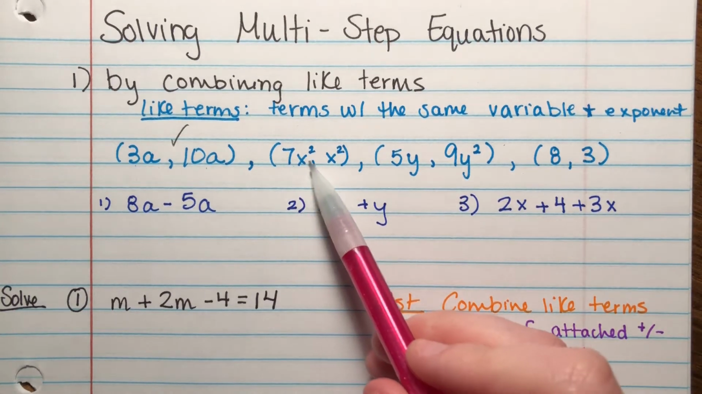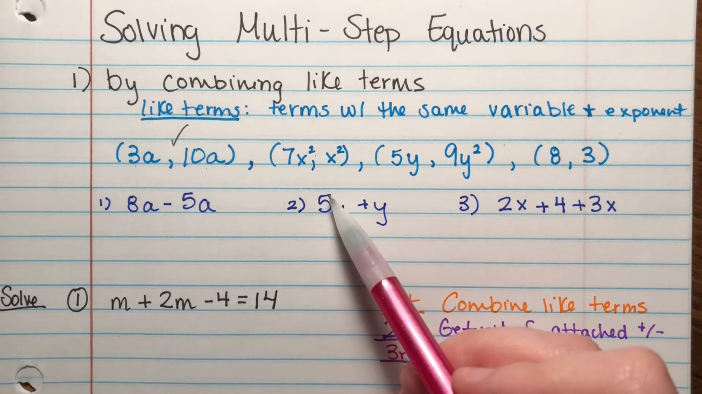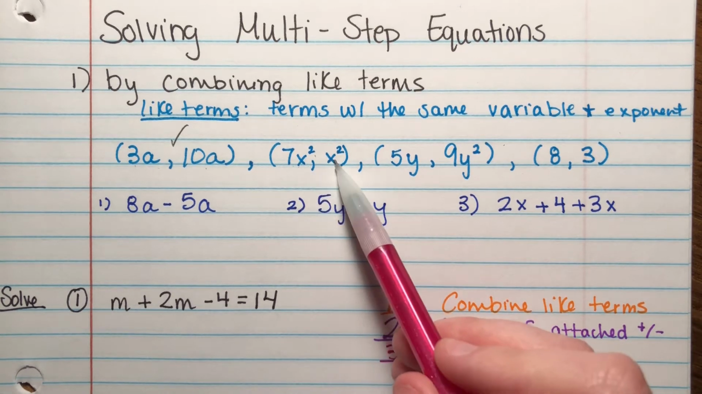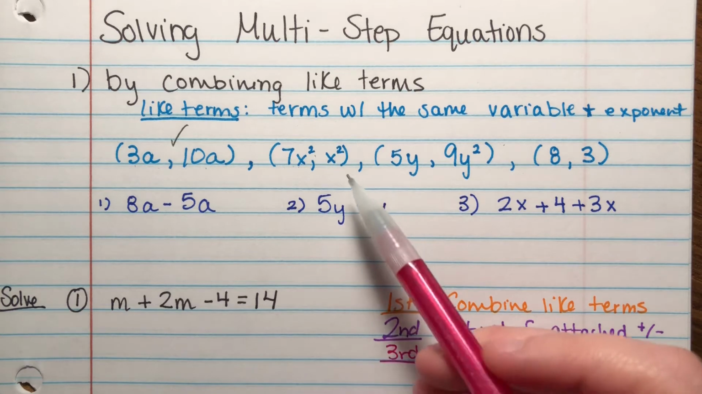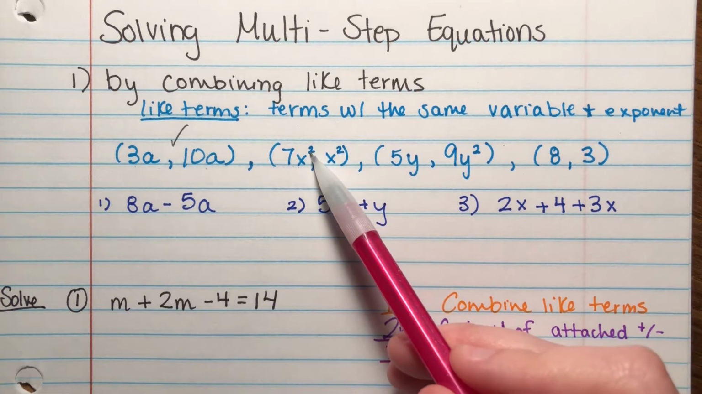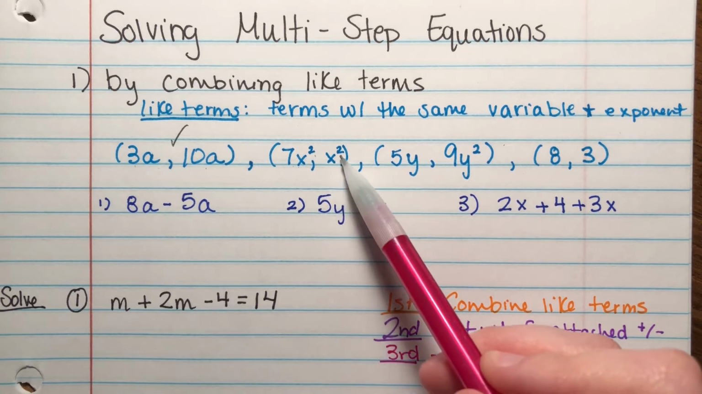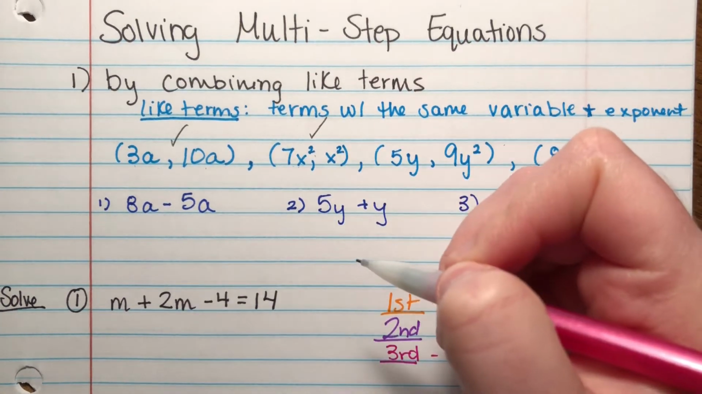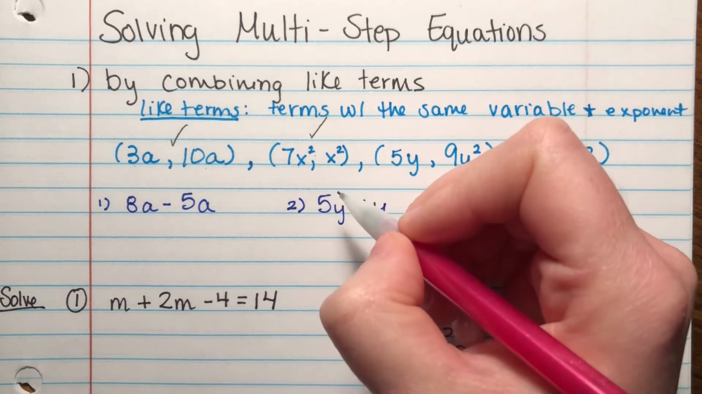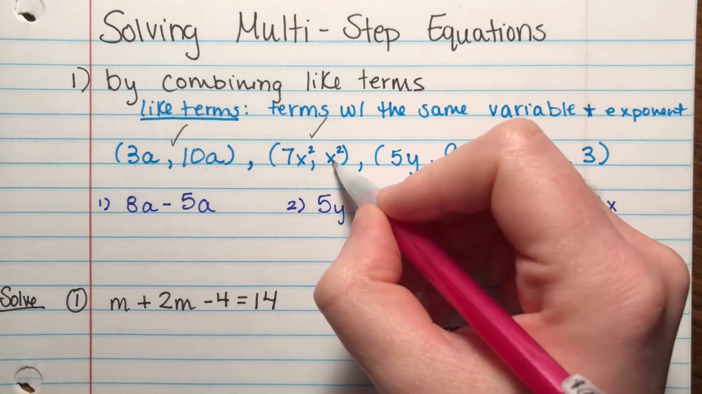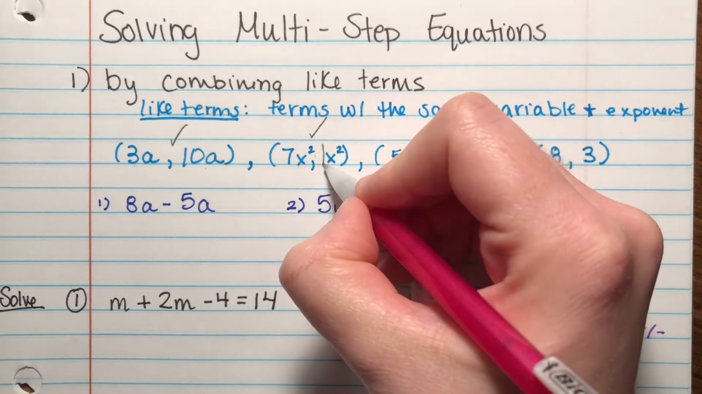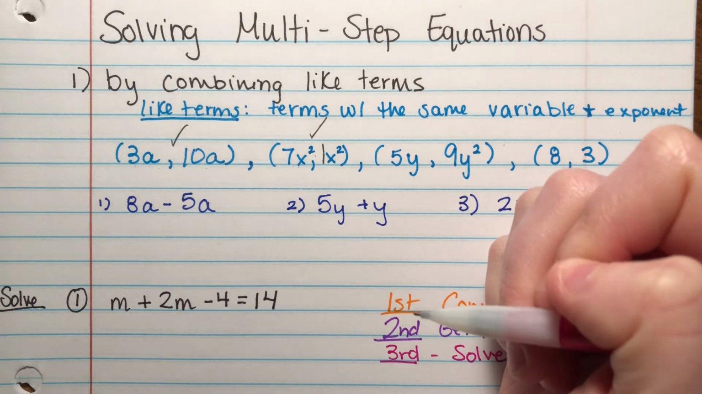What about 7x squared and x squared? Do they both have the same variable? x and x? Yes, they do. And do they have the same exponent? They have a 2 as an exponent and a 2 as an exponent. So they are like terms. And just another refresher from last time, if I don't have a coefficient in front of this, it's always just going to be an understood 1.